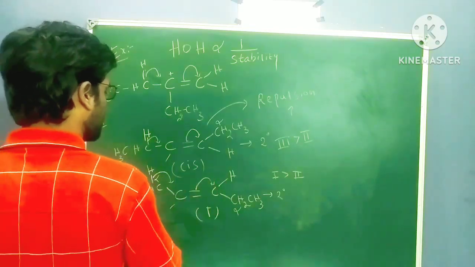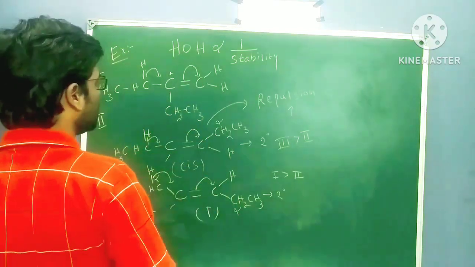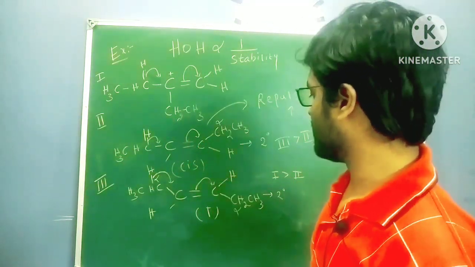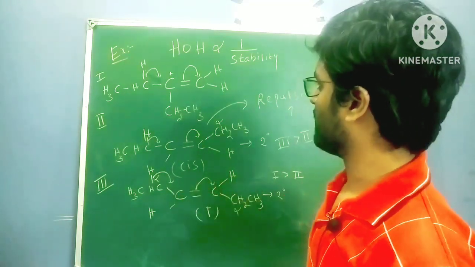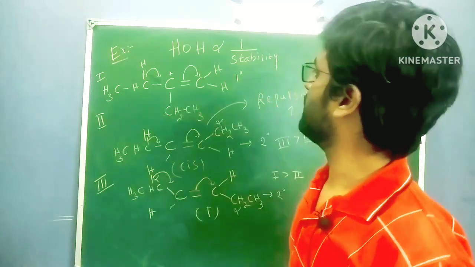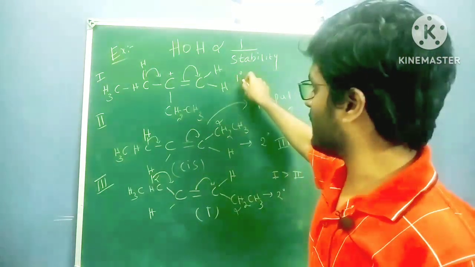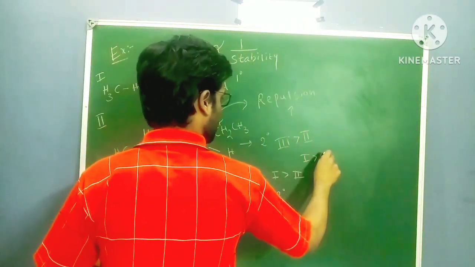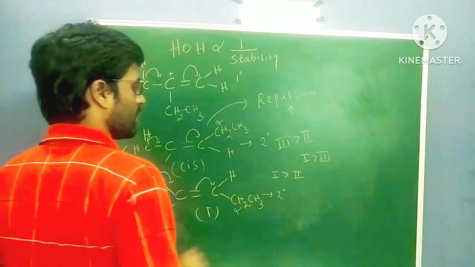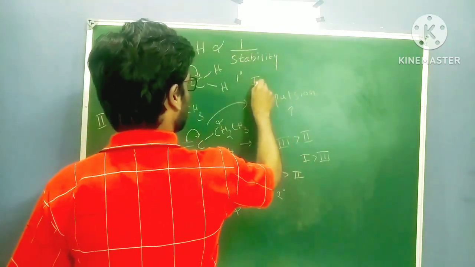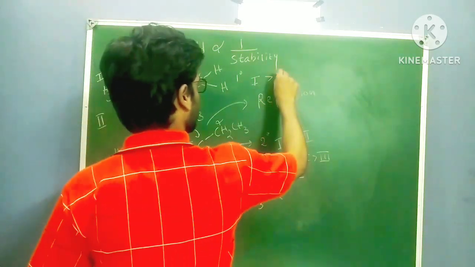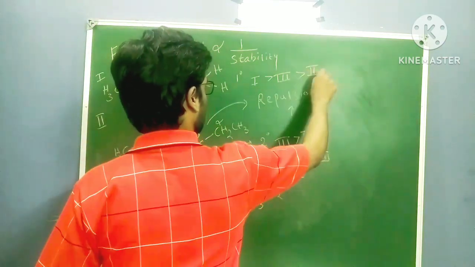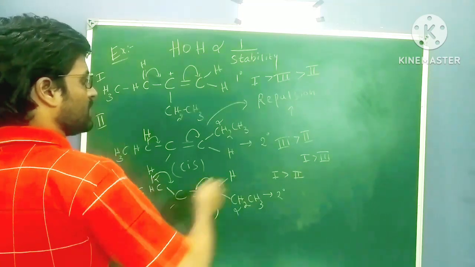Now I'm comparing third with 1. Again you have to see carbanion stability. Here the carbanion is secondary, and here the carbanion is primary. Primary carbanion is more stable than secondary carbanion. That means 1 is greater than 3. Combined, I can write 1 is greater than 3, and 3 is greater than 2. So this is the order.